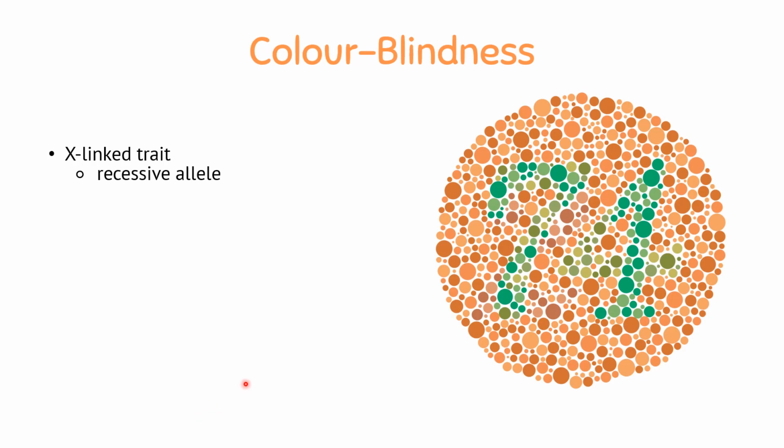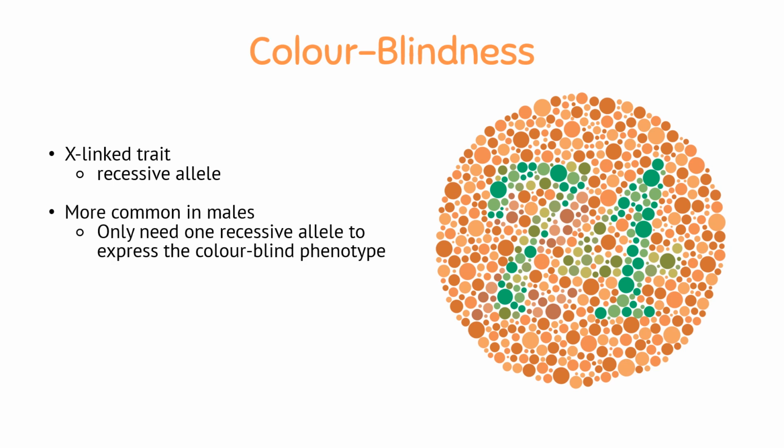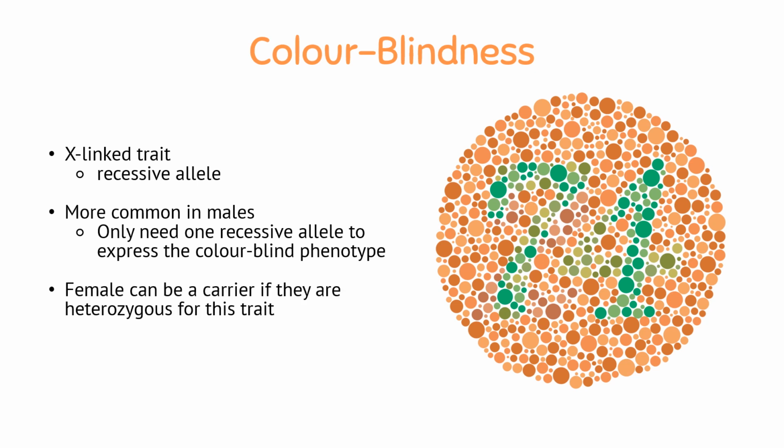A common example of an X-linked trait is color blindness, which is determined by a recessive allele. It is more common in males because they have only one X chromosome, so if they inherit an X chromosome with this recessive allele, they're going to express the colorblind phenotype. Females can be a carrier if they're heterozygous. It is a very low chance of females having color blindness because they have two X chromosomes, and it's likely that they have a dominant allele that masks the recessive allele.